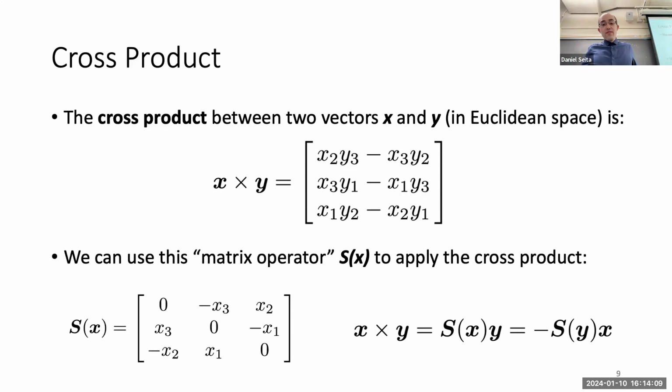Although before we move on, I do want to mention that you can also define a matrix operator, and if you define this matrix and do a left multiplication on a vector, then that's like taking the cross product between two vectors. And you can verify this algebraically just by going through and doing the standard matrix vector product computation. So the cross product of x and y is the same as this S of x matrix multiplied by y.